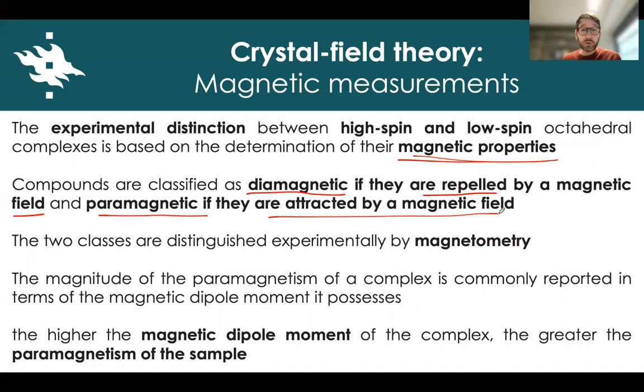We can distinguish these two species experimentally by using magnetometry, and in addition to that, we can measure the magnitude of the paramagnetism of a complex and report this in terms of the magnetic dipole moment that it possesses, in which a higher magnetic dipole moment means a greater magnetism in the sample.